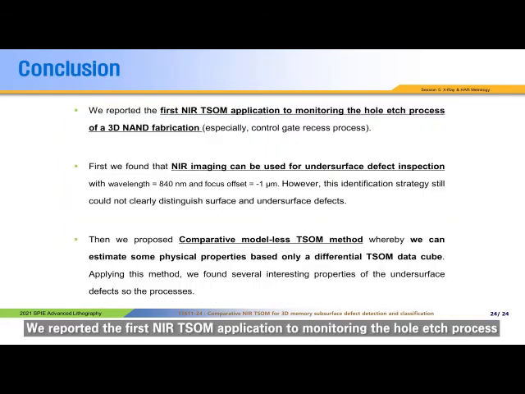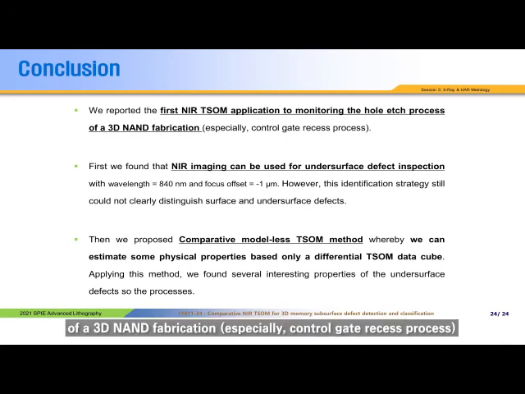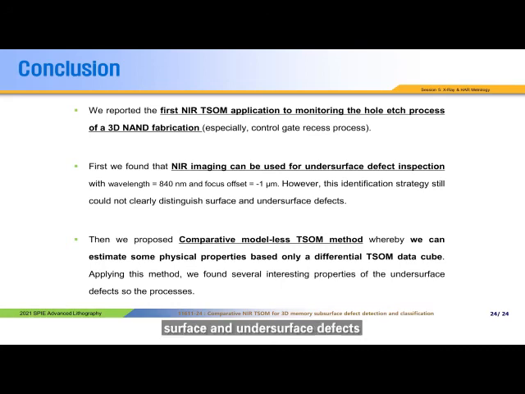We reported the first near-infrared T-sum application to monitoring the whole etch process of a 3D NAND fabrication, especially the control gate recess process. First, we found that near-infrared imaging can be used for undersurface defect inspection with 840 nanometer wavelength and minus 1 micron focus offset. However, the identification strategy still could not clearly distinguish surface and undersurface defects.